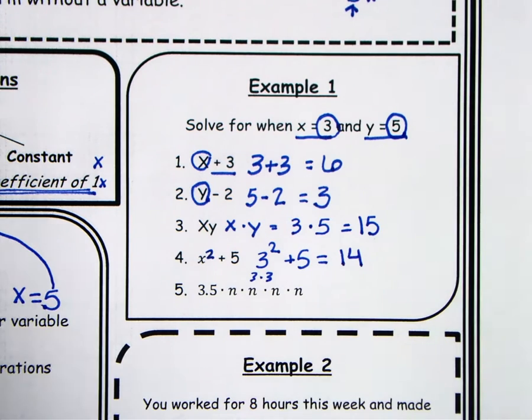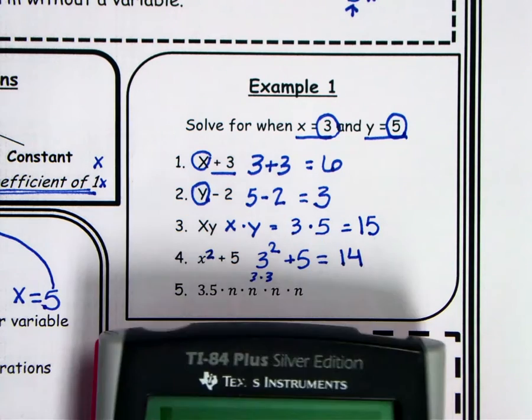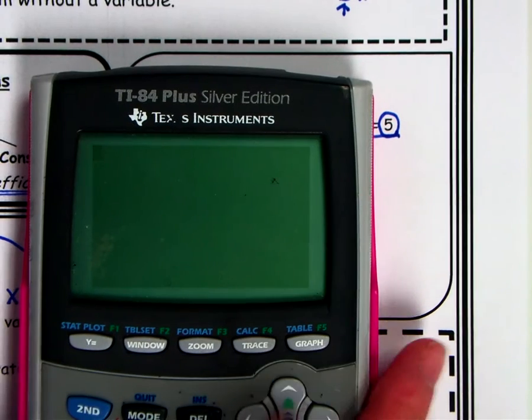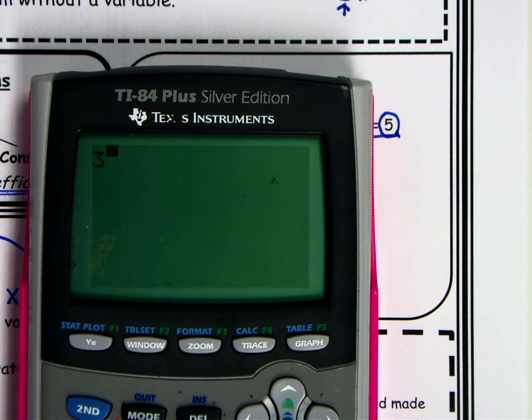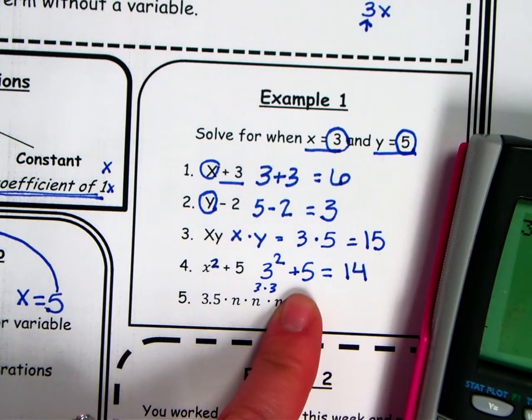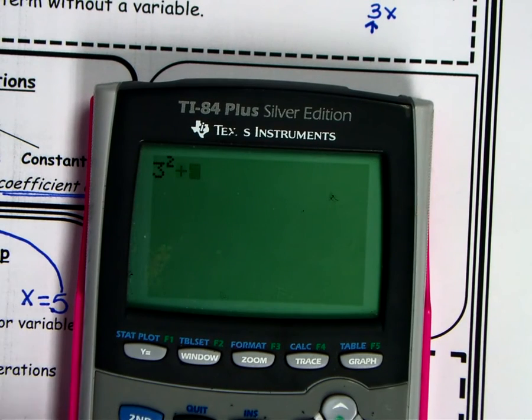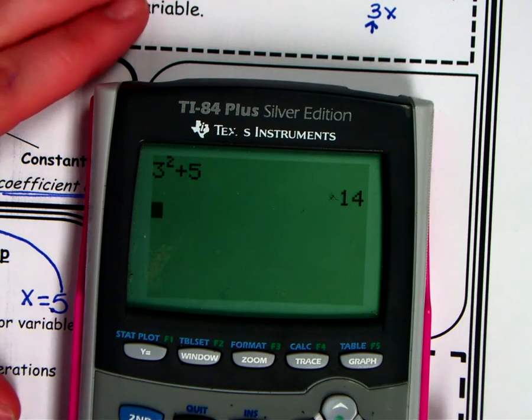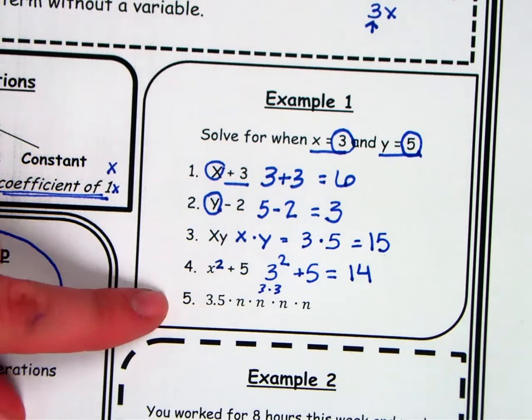And you can do that in your calculator as well. So you can always go 3 to the second, squared, and then I'm going to follow my equation and add 5, and I should get 14. Okay, so you can do the same thing in your calculator.